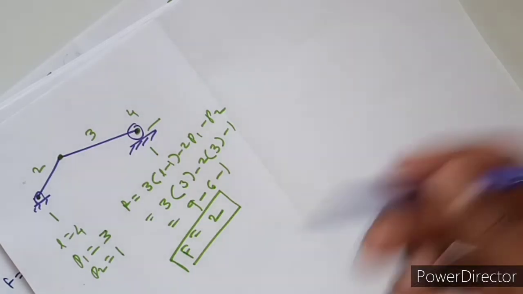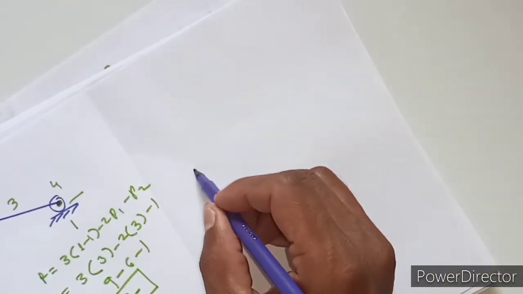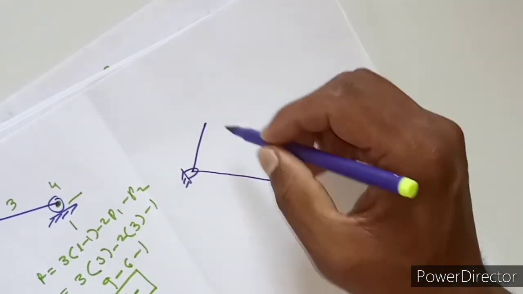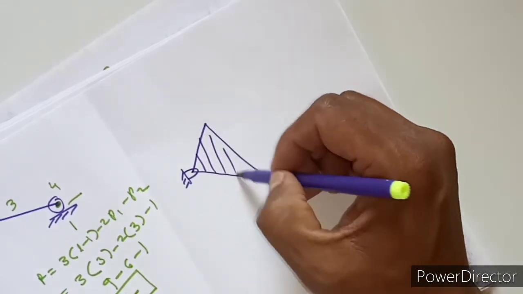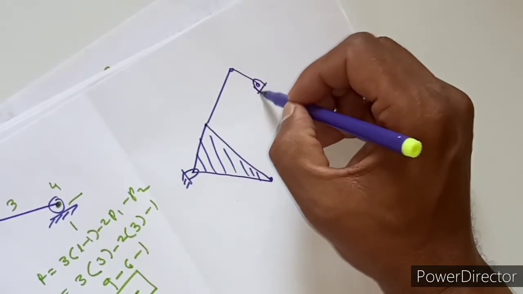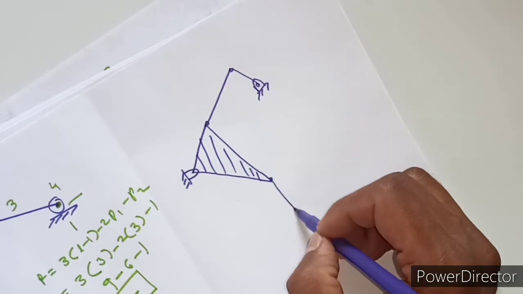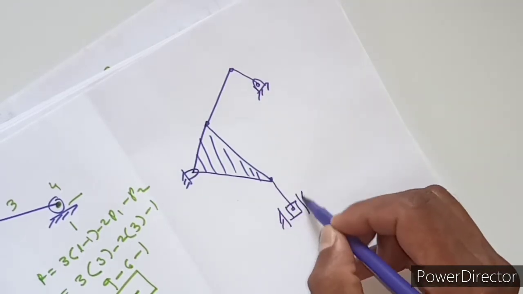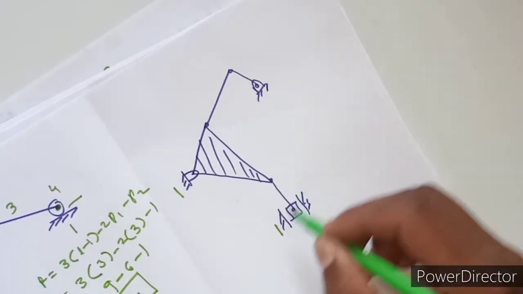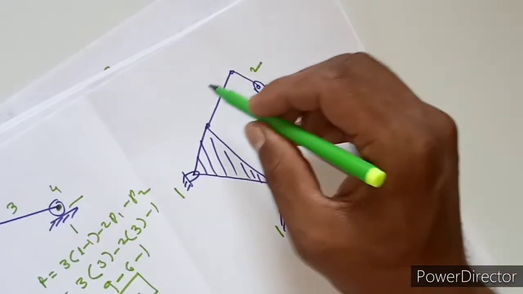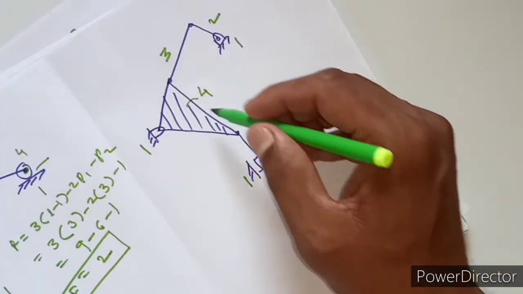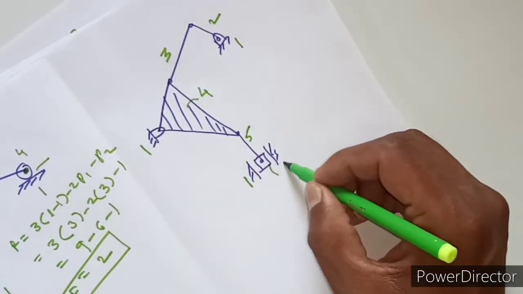Let us take one more example. The mechanism involving a ternary link. This is a ternary link. Two binary links. One more binary link connected to a slider. So we'll count the links. Fixed link is always link number 1. Link number 2, 3. This is link number 4, the ternary link. Link number 5, and the slider is link number 6.